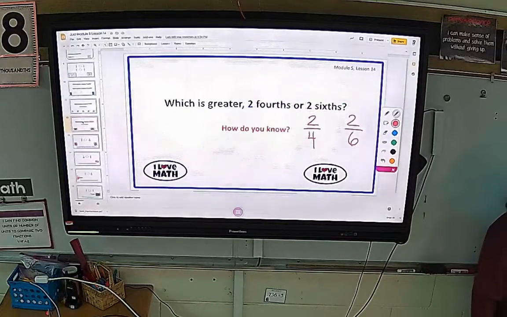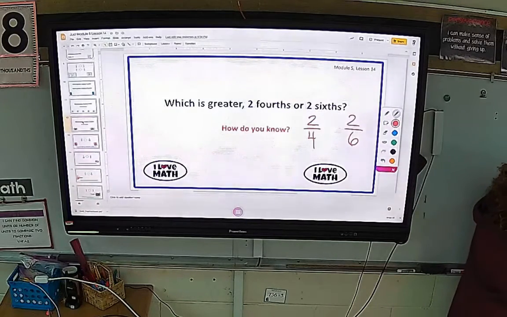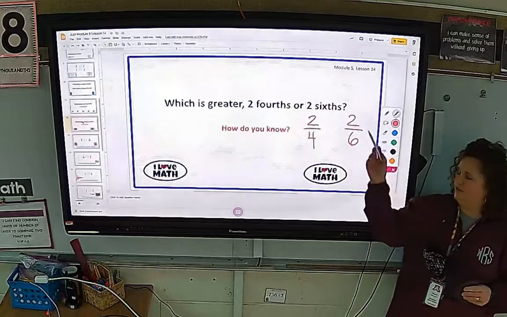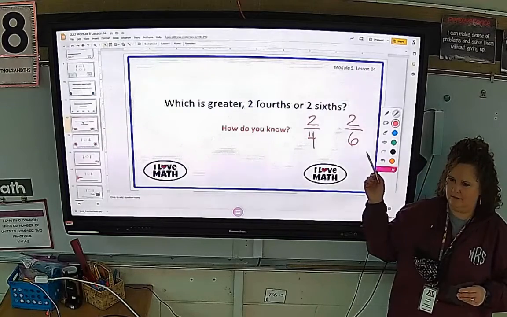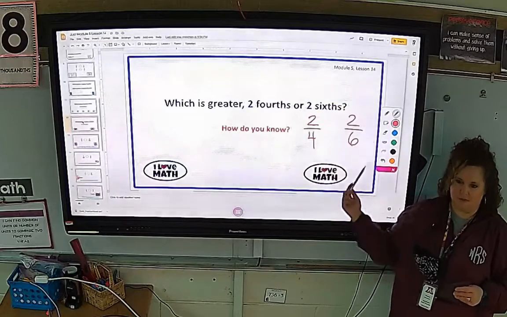Okay, and I think I can show you that this time. Here are fourths. If I have 2 of them, and here are sixths, and if I have 2 of them, which side is bigger? Yeah. 2/4 is equal to 1/2, and 2/6 is lower than 1/2, so you know that 2/4 is bigger. You're exactly right. What is 2/6 equal to? 1/3. But 1/2 is still larger than 1/3, isn't it?